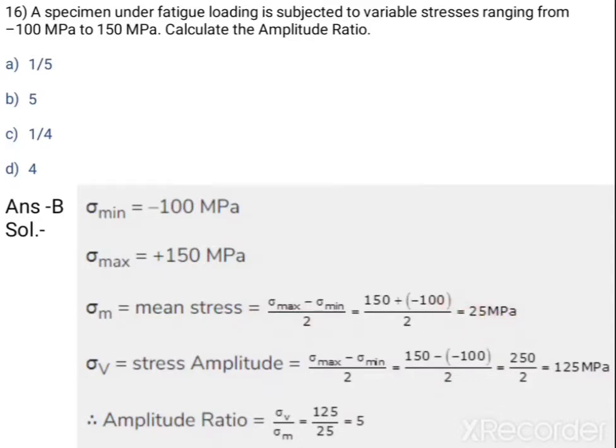And stress amplitude, how to calculate stress amplitude? Sigma max minus sigma min divided by 2. So 150 minus of minus 100 divided by 2, you will get 125. And amplitude ratio is nothing but stress amplitude divided by mean stress. So 125 by 25, that is 5, and option B is the right answer for that.